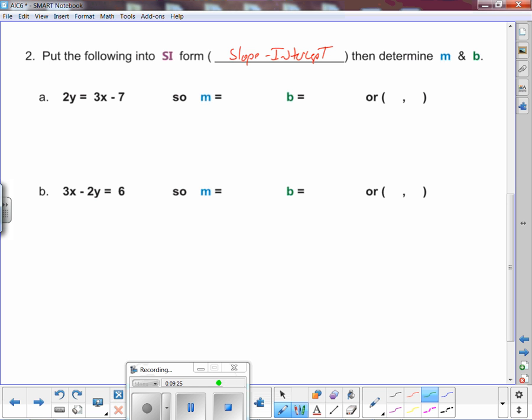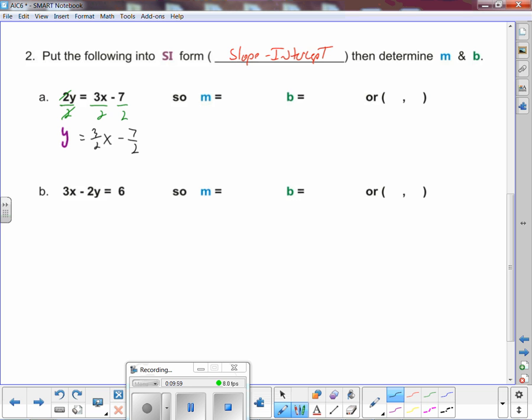So what would you do with this one? What would you do with this mathematically to get it in the slope-intercept form? Anybody? Kyle? Yeah, we're going to divide each term by 2. All right? You're just going to use a shortcut. That isolates the y. And then we end up with a 3/2 x minus 7/2. Is that okay with everybody?